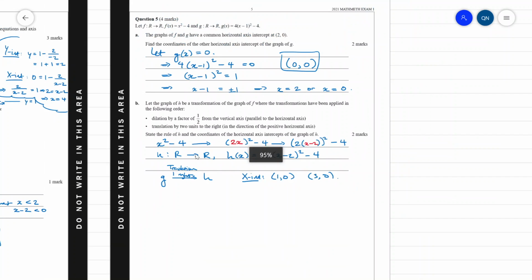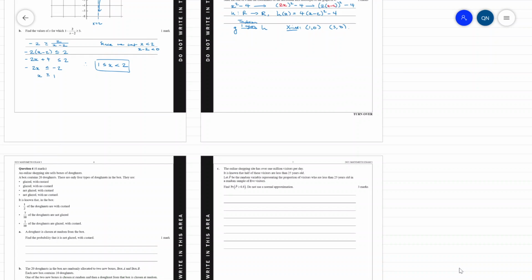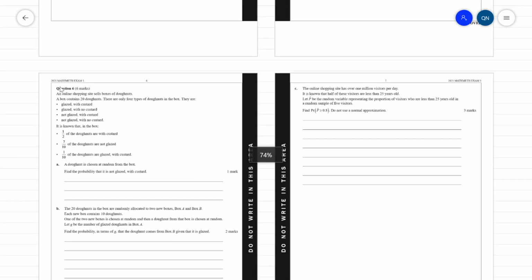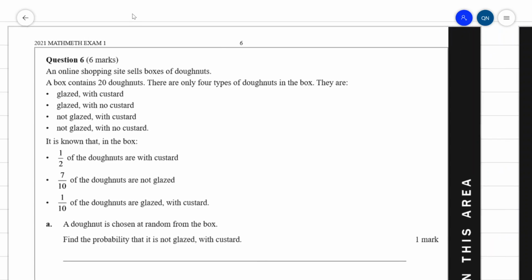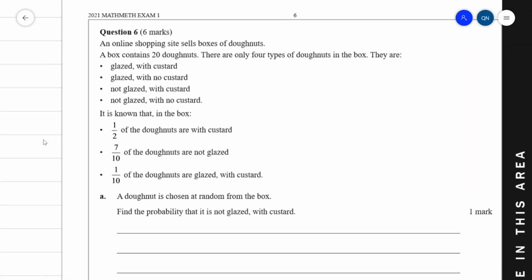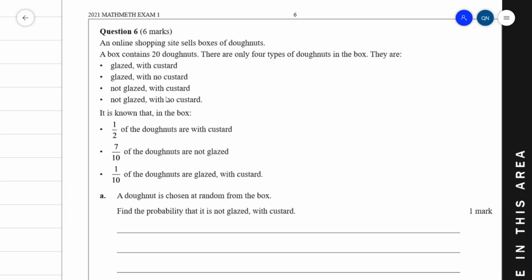Okay, that's question 5. That's the halfway point, I think. Looking pretty good on time. We're at 21-ish minutes. Question 6: an online shopping site sells boxes of donuts. I remember this question. It was the glazed donuts and whatnot with custard.